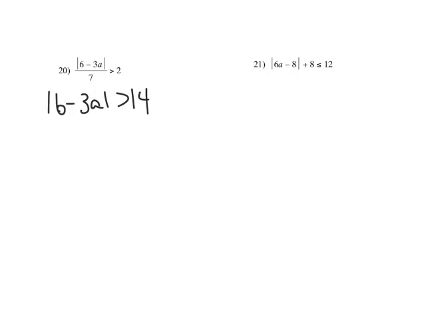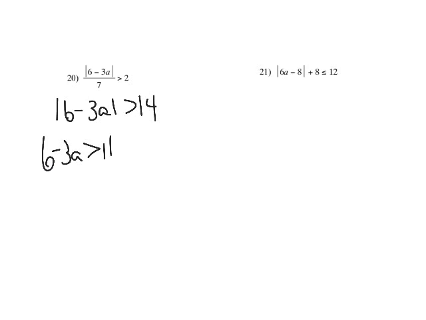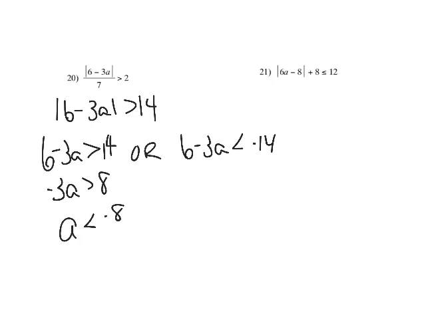Now when you have a greater than, either what's in your absolute value, 6 minus 3a, is going to be greater than 14, or it's going to be less than negative 14, okay? And so what ends up happening is you're going to solve those two inequalities. So I'm going to subtract 6 on both sides here, so I've got negative 3a greater than 8, and then a is going to be less than negative 8/3. I change that inequality sign because I'm dividing by a negative number.